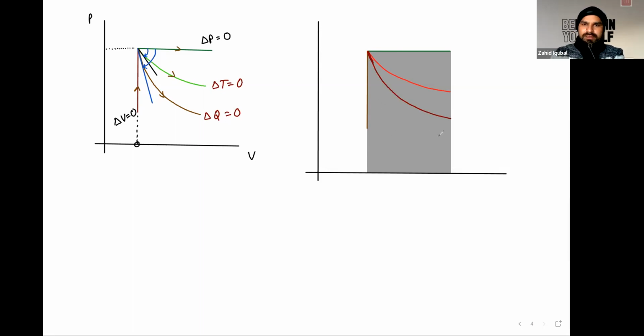Now I've just drawn the area inscribed under those different curves. So you'll be asked in which process work done will be maximum. So work done is defined by area under the graph, we can say. Is it clear?